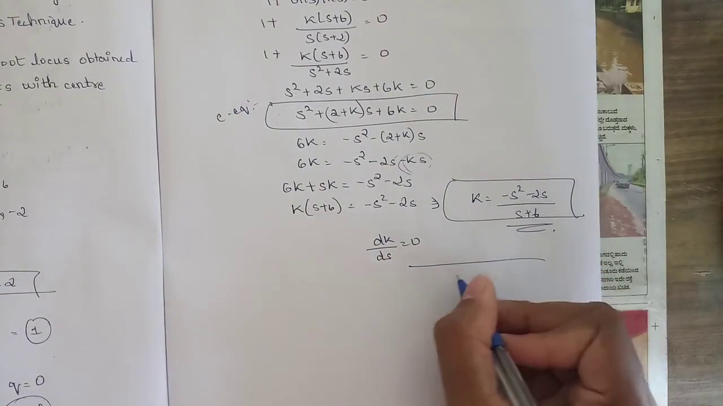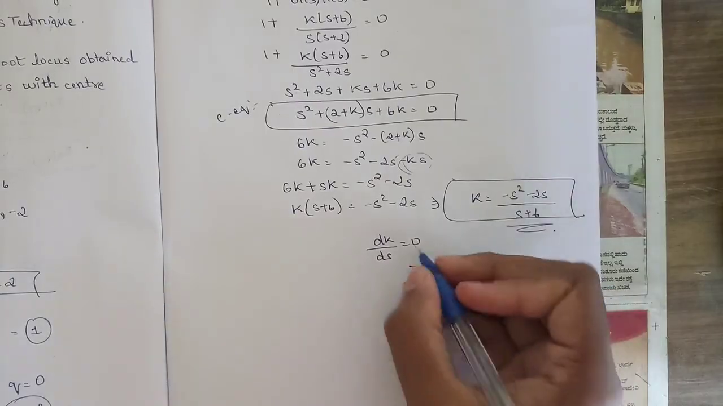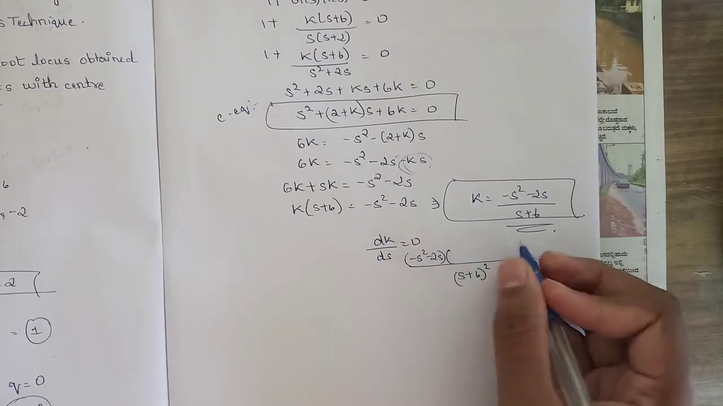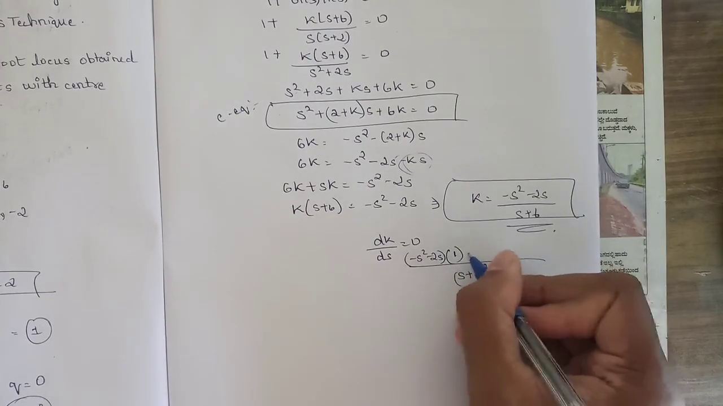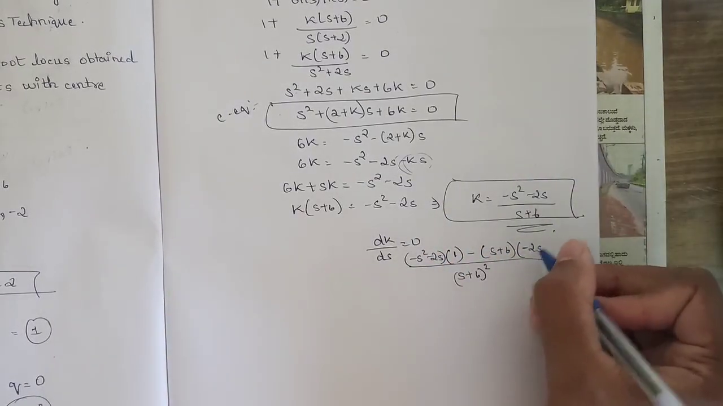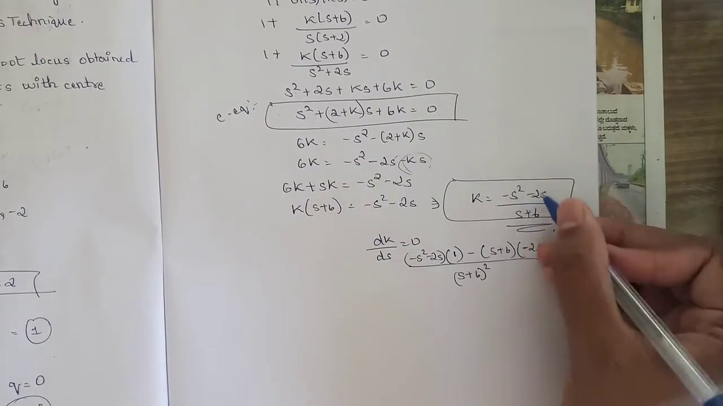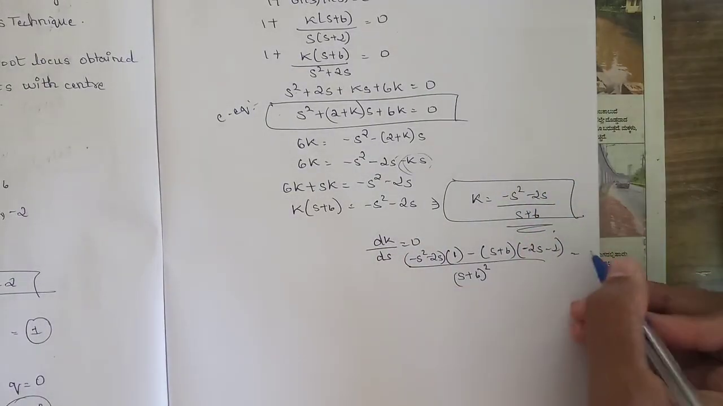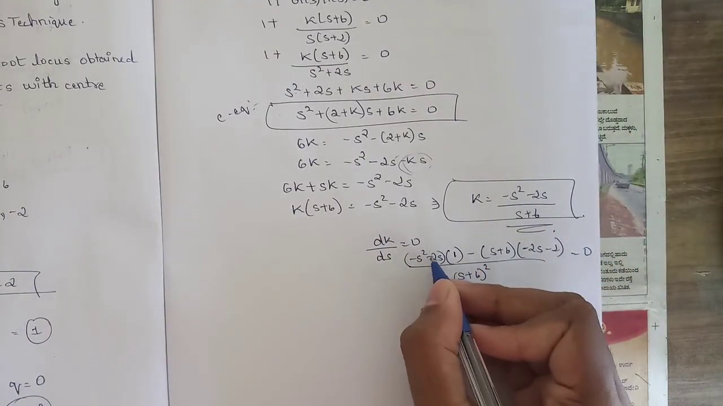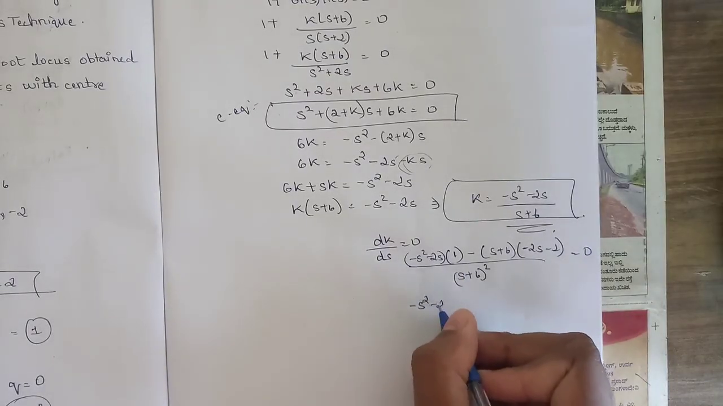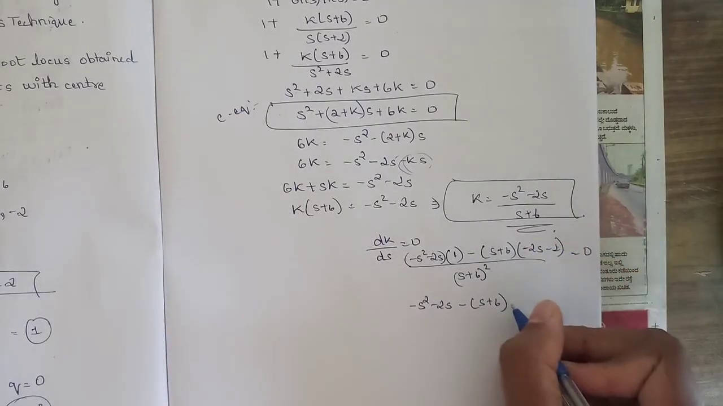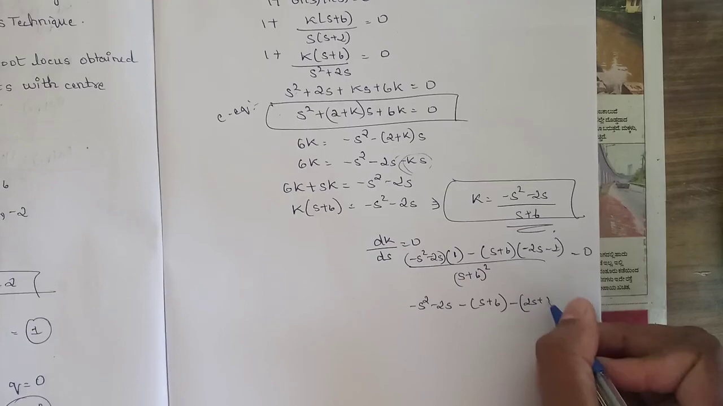So it is the denominator square, that is s plus 6 whole square, into the numerator minus s square minus 2s differentiation of the denominator with respect to s. Differentiation of s is 1, minus the denominator s plus 6 into the differentiation of the numerator. Differentiation of minus s square is minus 2s and minus 2s is minus 2, is equal to 0. If you bring this s plus 6 whole square to the other side, that would also be equal to 0. So minus s square minus 2s into 1 is the same, that is minus s square minus 2s minus of s plus 6.